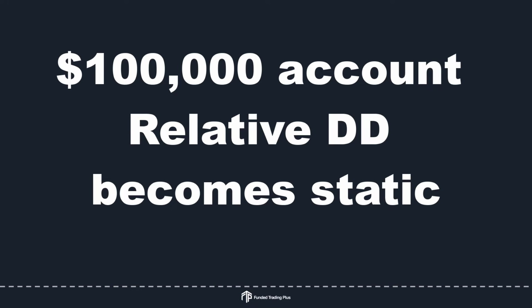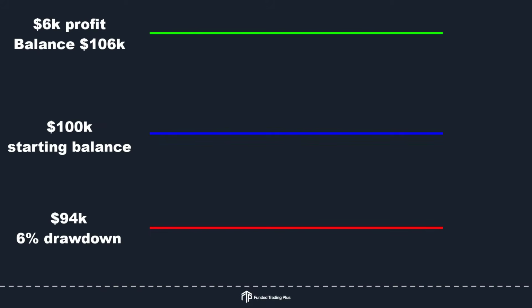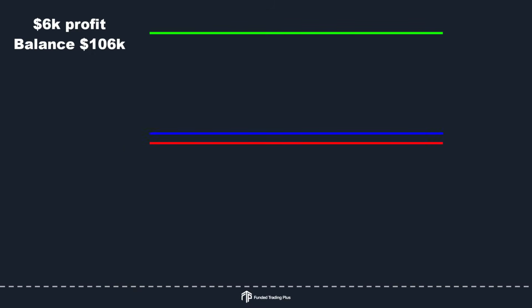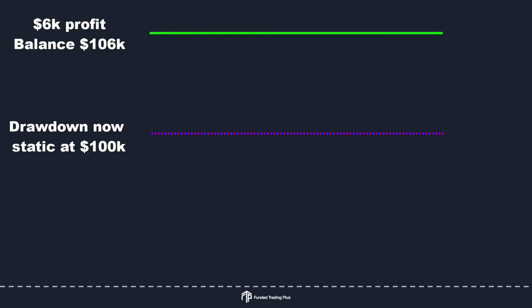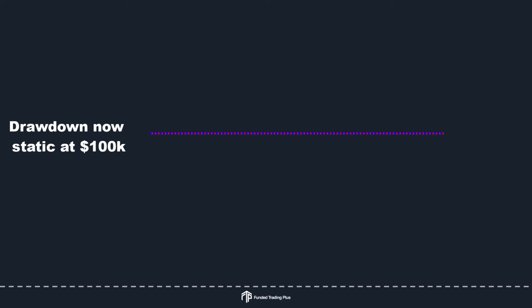Example 2, where relative drawdown turns into static drawdown. Let's say you make $6,000, which is 6% of closed profit. Your drawdown will have raised by $6,000, which will bring it to $100,000, the starting balance. At this point, this is where the drawdown switches from being relative to static, so it never moves, it never trails again. And this is where you can really start to make serious gains on your trading account.